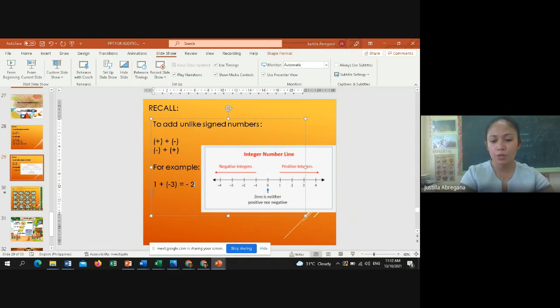Another, what if we have negative 4 plus 3? Where is negative 4 from 0? Here, this is negative 4. And where is 3 from 0? Here. So which is farther from 0? It's negative 4. So your answer should be negative. And then what's the difference from 3 to 4? It's 1. So that's why the answer is negative 1.